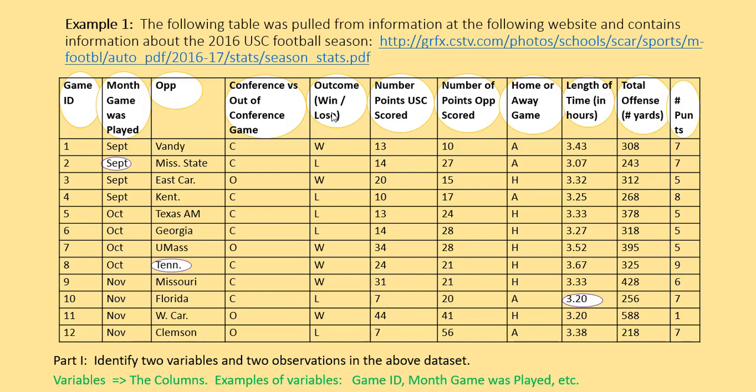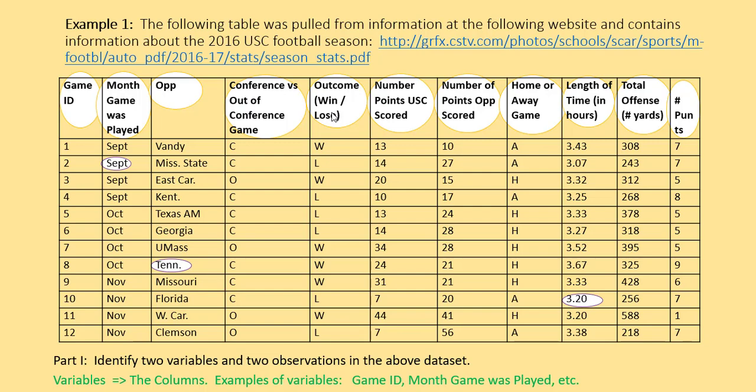So it could be any of those rows, right? It could be month of September, month of October, month of November. It could be opponent, which opponent they played, or it could be whether this is a conference or out of conference game, which is column number 4. So I'm hoping you get the idea. The rows are the observations.